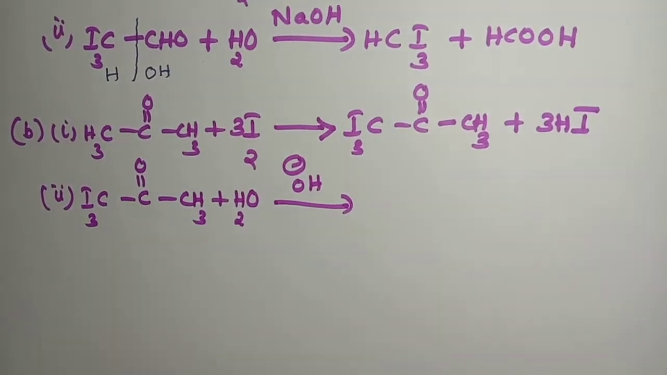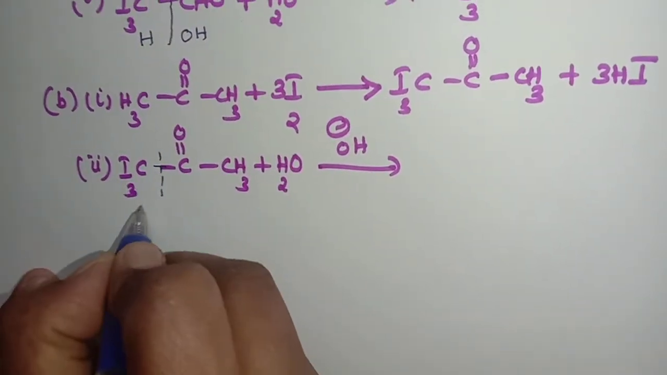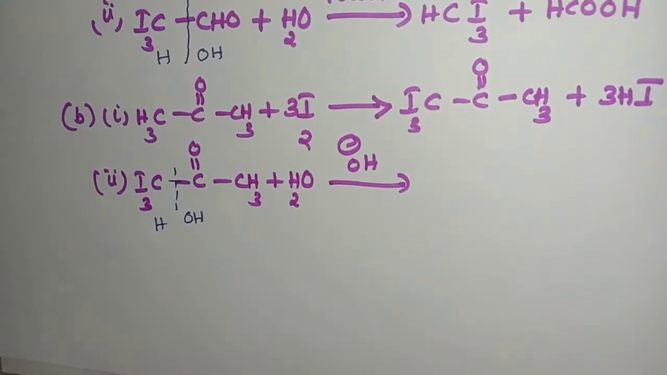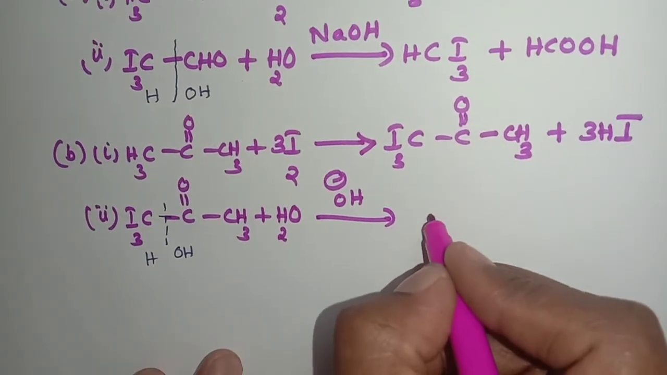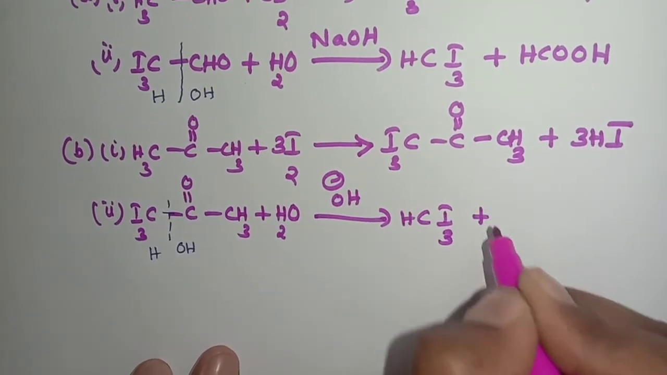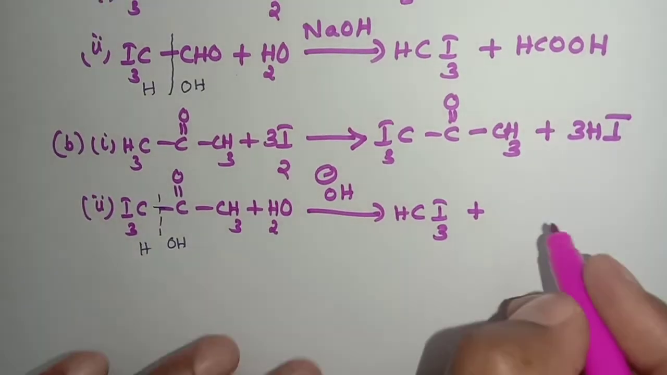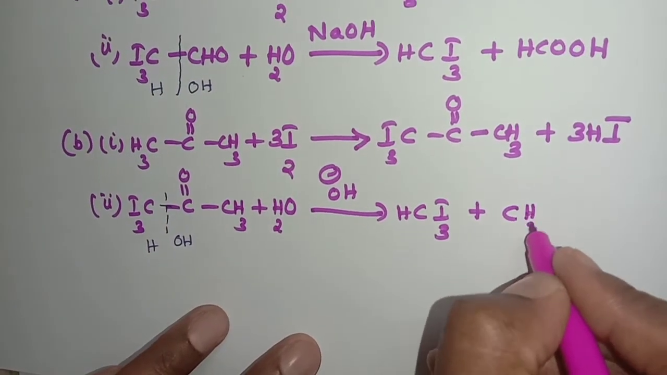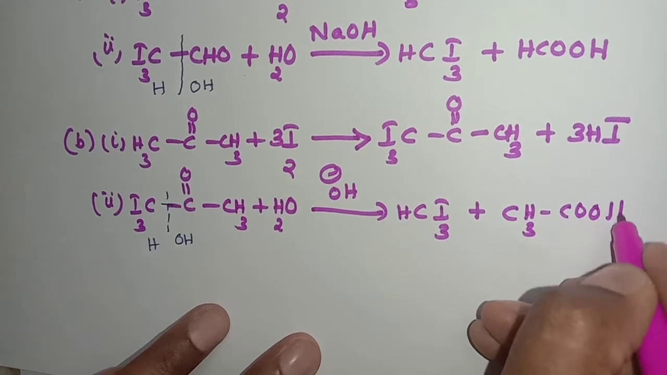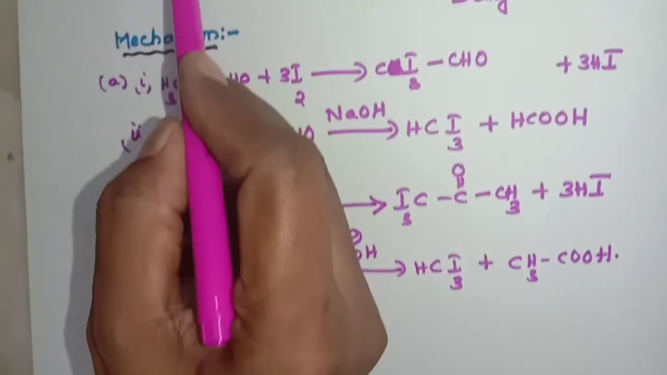The hydrolysis takes place in the same way. This bond breaks up, HOH. So what do we get? CHI3 plus, what is the acid forming here? CH3 C double bond O OH, that is acetic acid, CH3COOH. Okay students, so this is about iodoform test.